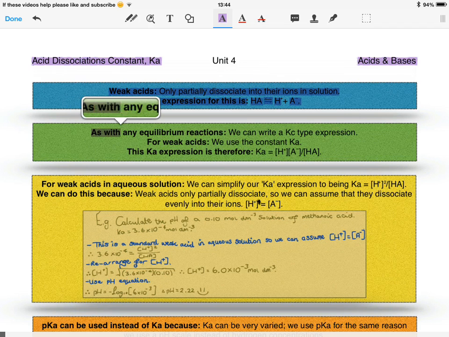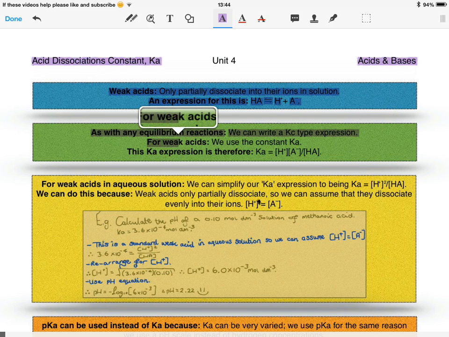As with any equilibrium reaction, we can write a Kc type expression for this, and for weak acids, instead of using Kc, we use the constant Ka. This K expression is therefore products over reactants, so Ka equals [H+] times [A-], both in square brackets to show concentrations, all divided by [HA], again in square brackets to show it's the concentration.